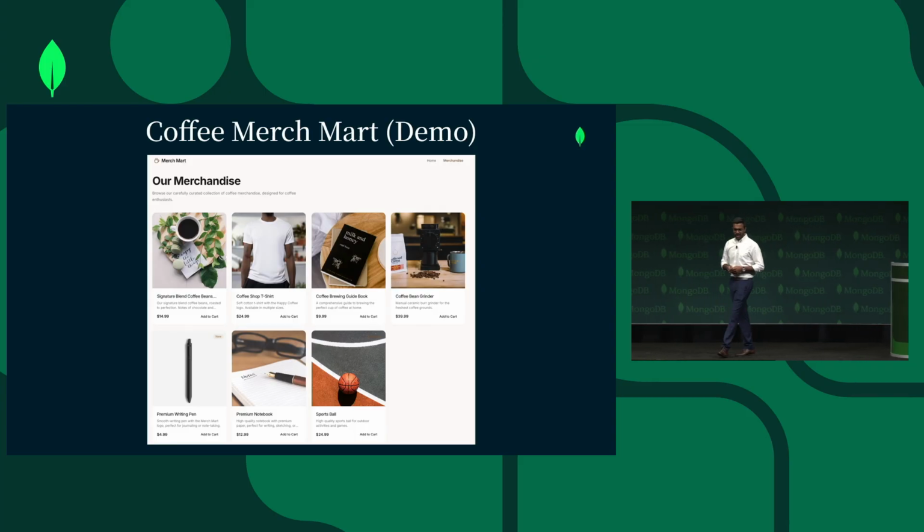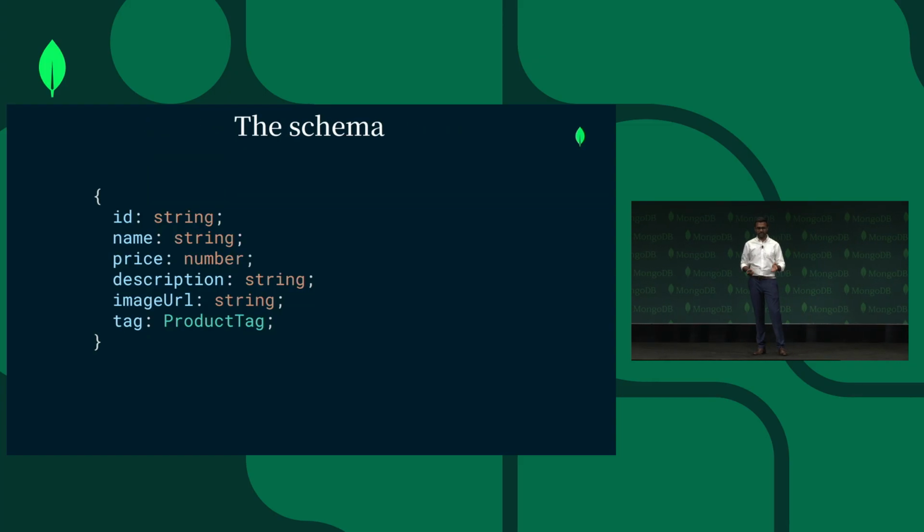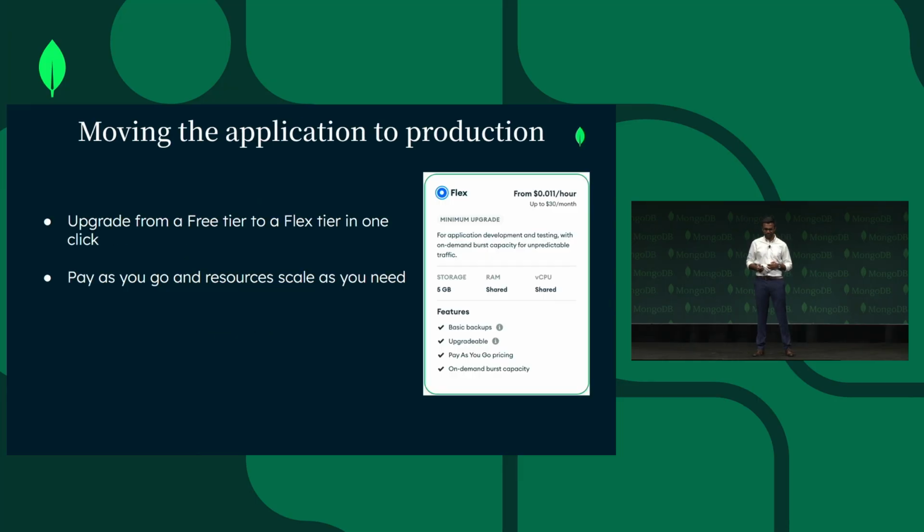So I've created my front end using Lovable. I've connected it to my back end. This is what the schema looks like. We have 6 fields, which we will talk about in a later slide. And now that we have our application ready to go, we can move it into production.